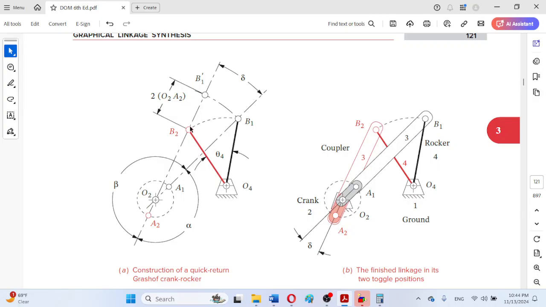So after that, what we will be doing, that we will be defining a line parallel through B2. That line will be parallel to this initial line that has been drawn, this right extreme of the rocker. So another line will be drawn parallel, and with that parallel line we will be measuring the angle, this delta angle, by placing the protractor here.